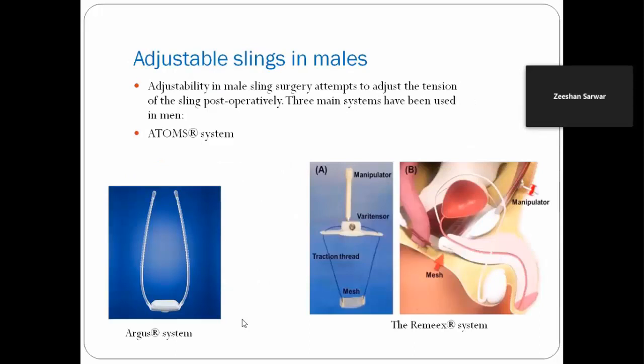Adjustable male slings. Adjustability in male sling surgery allows adjustment of the tension of the sling post-operatively. Three main types have been used in men. One of these is the ATOMS system, then the Argus system, and the ReMeEx system. All of these have a mesh and a cross-section thread, with a tensor and a manipulator, which can be manipulated post-operatively. Here we can see that a mesh is placed behind the urethra, and the traction threads are pulled out through the body wall, and the manipulator is used post-operatively.